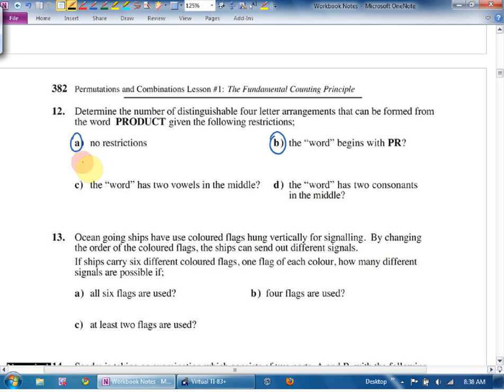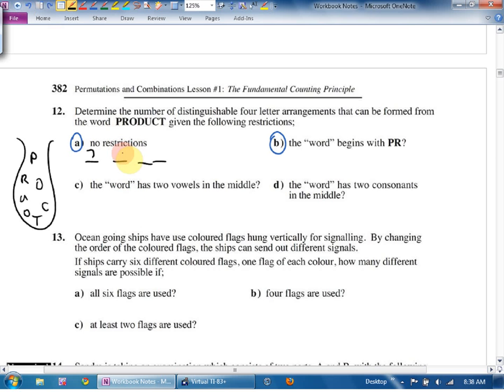No restrictions, 4 letters, 1, 2, 3, 4. I'm going to do my little Scrabble grab bag analogy here. P-R-O-D-U-C-T. How many choices do I have for this first one? No restrictions. No, it does say... Oh, does it say no repetition? It doesn't say no repetition.